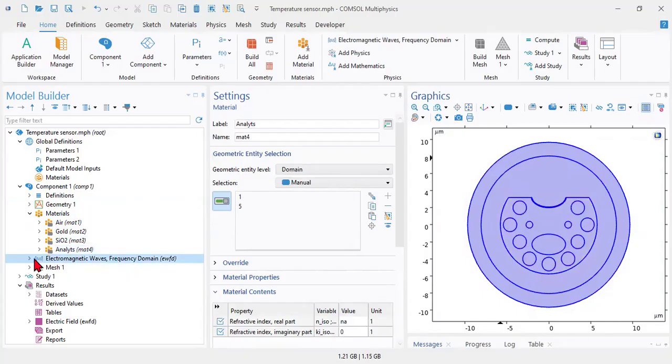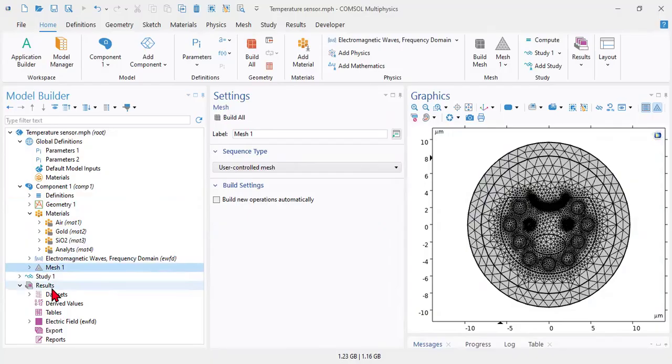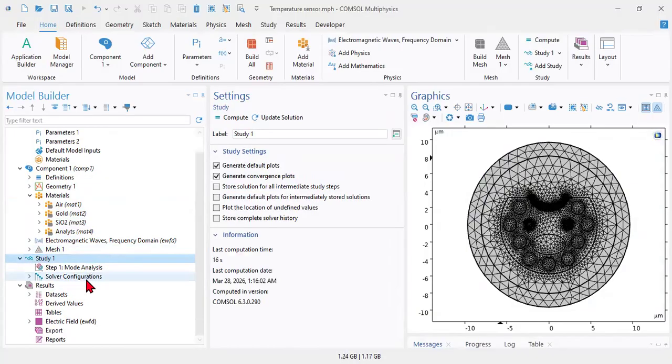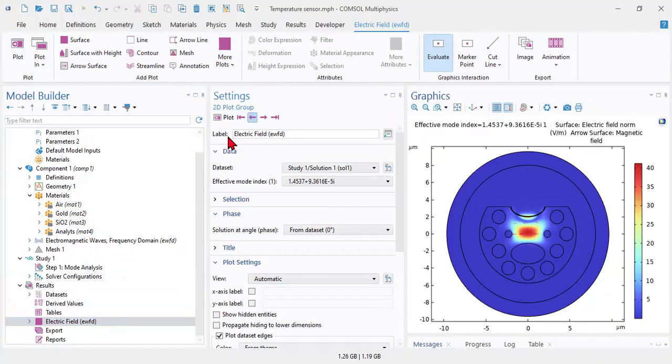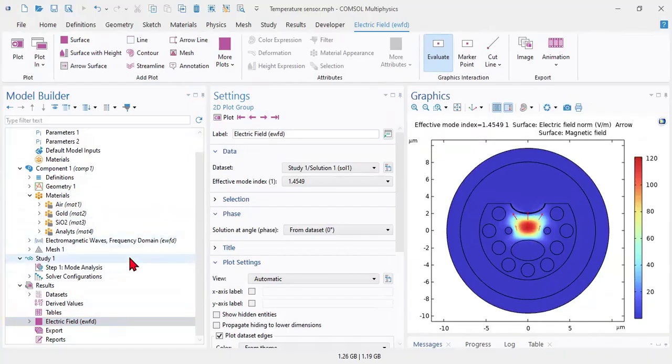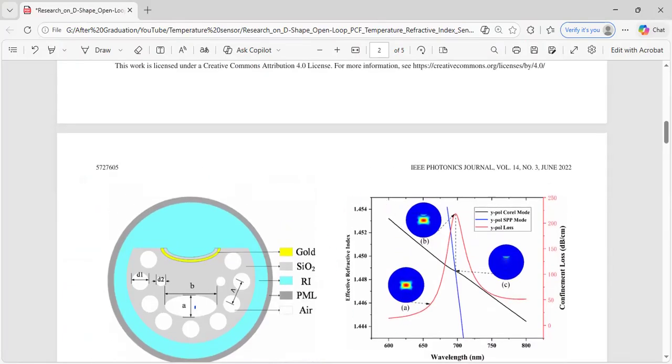And then we added physics, then we did the mesh, and then we simulated the model and we got this kind of result, right? So now what we have to do, I told you that we will reproduce this graph actually. So let me explain what the graph is actually.